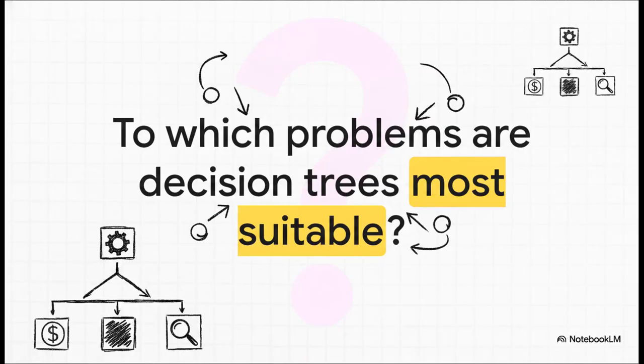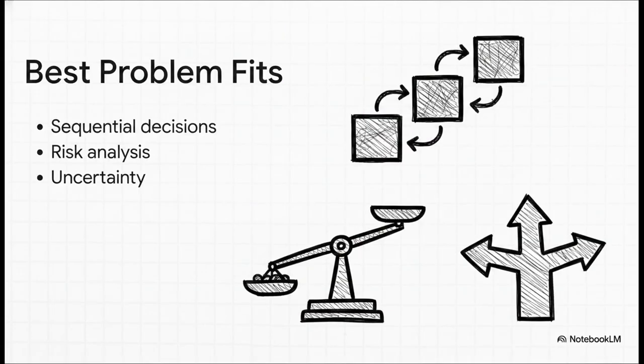But hey, before we actually build one of these models, we really need to answer a foundational question. To which kind of problems are decision trees actually most suitable? I mean, decision models in general are super versatile, right? But there are definitely specific scenarios where this tree format is literally the absolute best tool for the job. So, what does this all mean for us? Okay, let's dive into this.